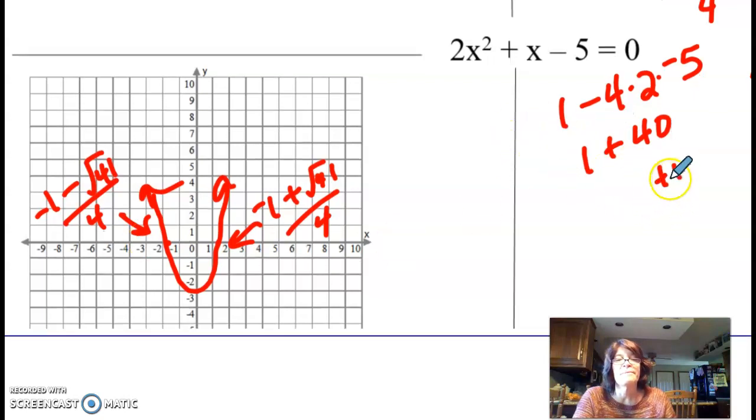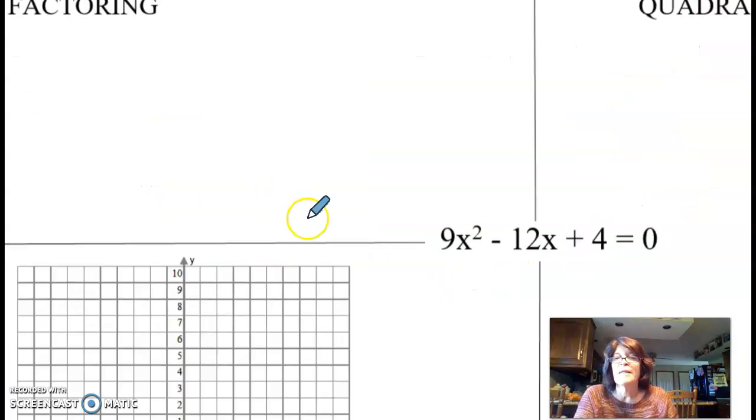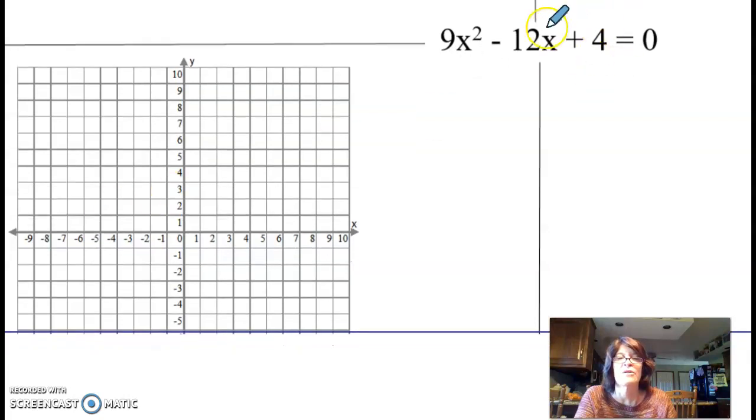The discriminant was 41, which, since that was not a perfect square, I should have realized, hey, this isn't going to factor. All right. Let's try this next one. I think I'm going to find the discriminant because I don't feel like wasting time trying to factor this if it's not going to work.